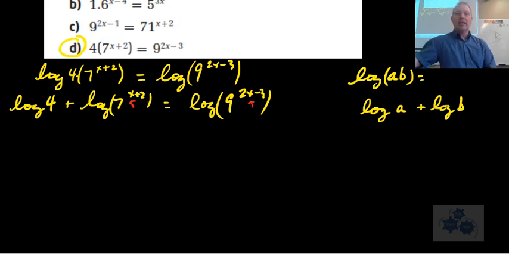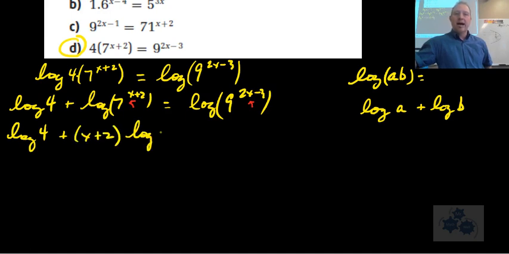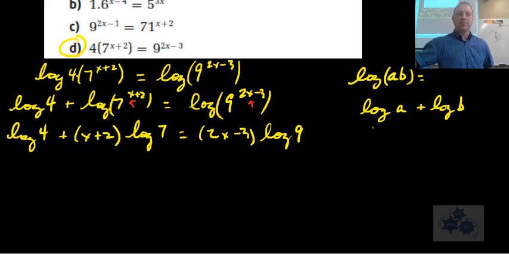So how do we get the x out of the exponent position? Power law, right? So the power law says this, and you're going to rewrite everything that you're not touching, but this x plus 2 can now come down as a coefficient. So the exponent, or the power, can come down as a coefficient. So this is 2x minus 3 times log of 9. All right? So now we're getting close.